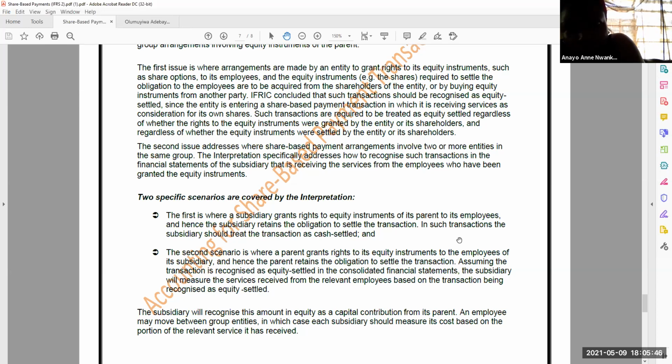Assuming the transaction is recognized as equity settled in the consolidated financial statements, the subsidiary will measure the services received from the relevant employees based on the transaction being recognized as equity settled. The subsidiary will recognize this amount in equity as a capital contribution from its parent. An employee may move between group entities, in which case each subsidiary should measure its cost based on the portion of the relevant service it has received.